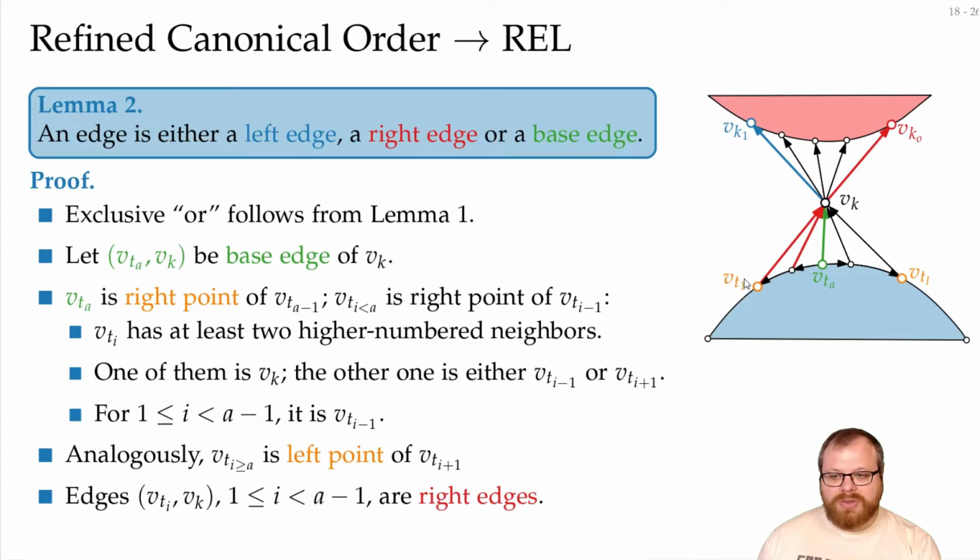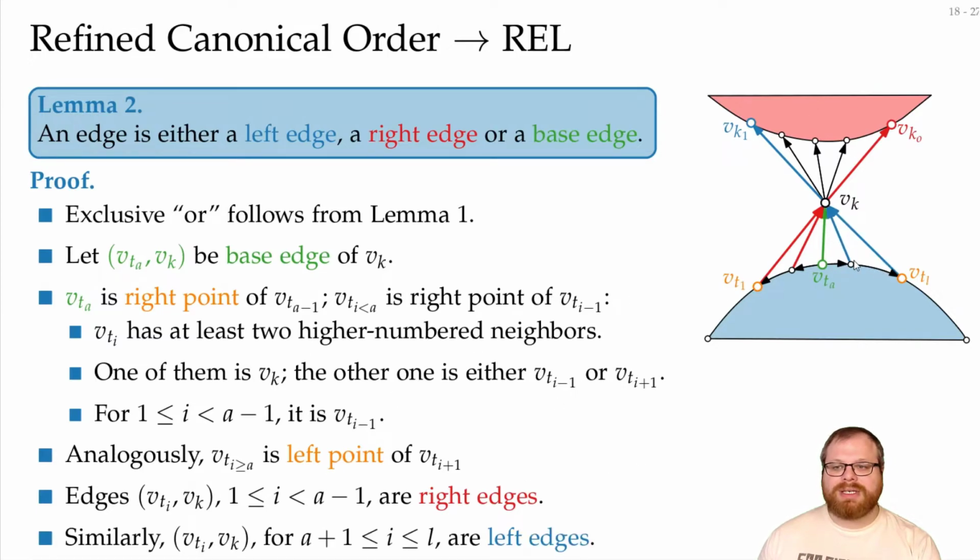And the same way we get all these edges are red. And symmetrically, if we go to the right, then all these edges are left edges. All those are the first outgoing edge in clockwise order. So for every vertex, if we look at the incoming edges, we first have a bunch of right edges, then one base edge, and then a bunch of left edges.